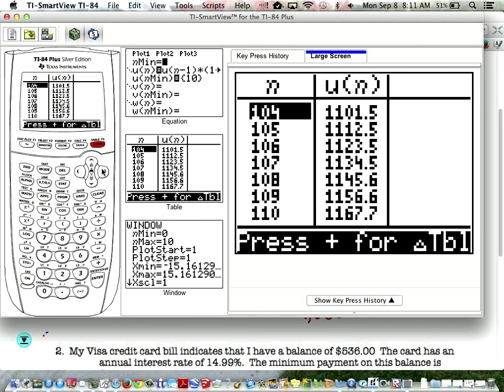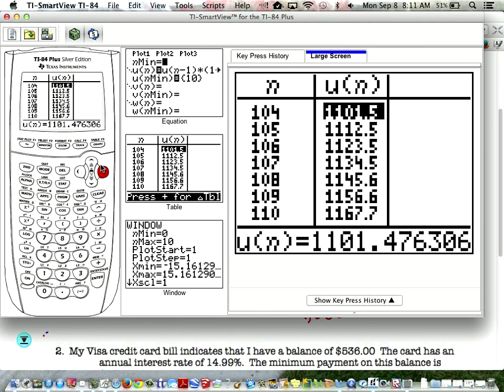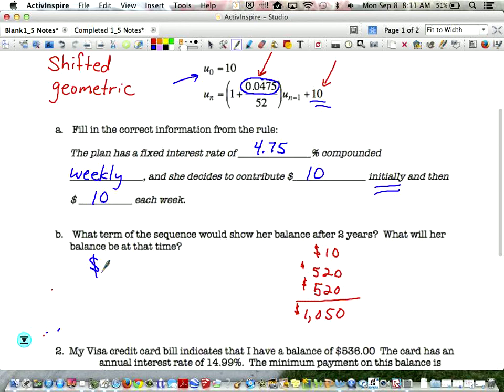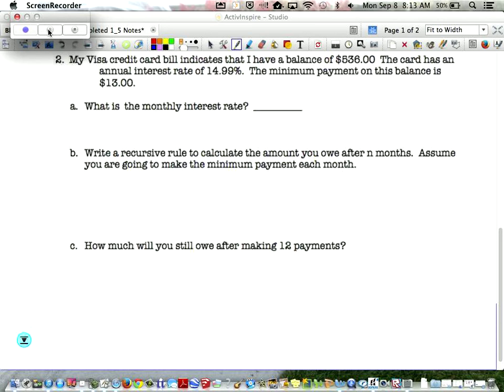Now I can slide over and highlight this to get the full 1101.48. 1101.48. Okay? So type it in exactly as you see it up there.